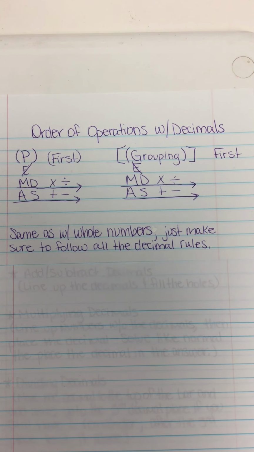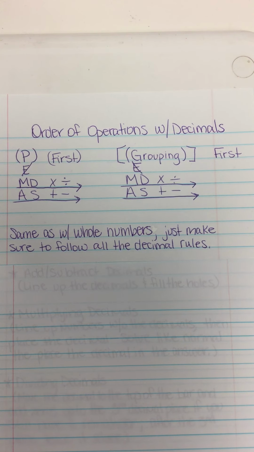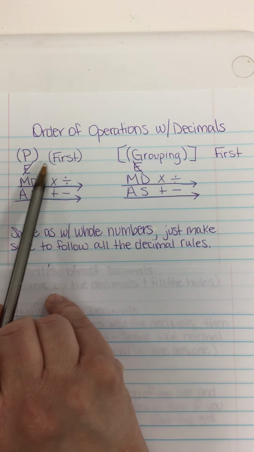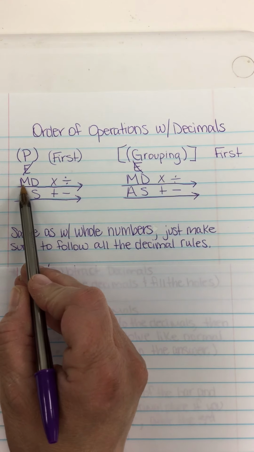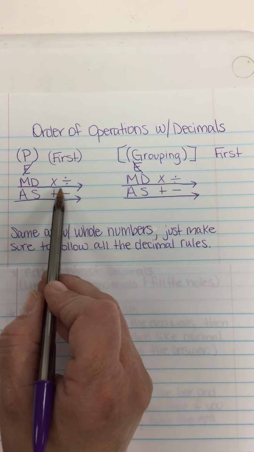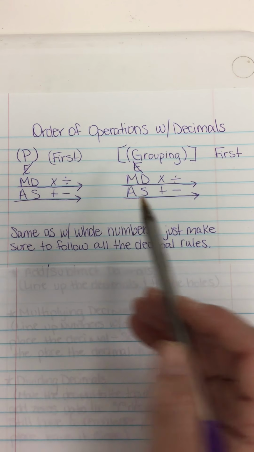Okay, order of operations with decimals. It's the same as it is with whole numbers. You just make sure to follow the decimal rules. Okay, you still do parentheses first. We still don't do exponents. And then it still works multiplication and division in order from left to right, so they can flip-flop. Addition and subtraction in order from left to right, so they can flip-flop.